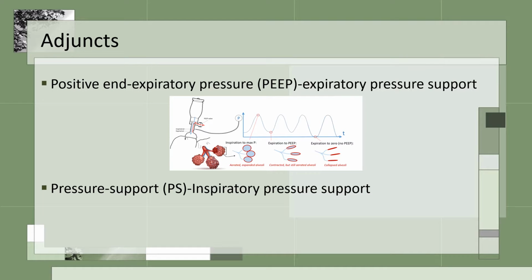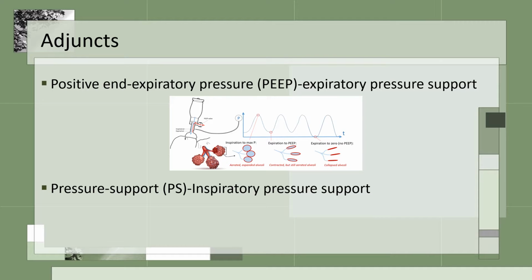So there are adjuncts that are used in conjunction with the modes. The positive end expiratory pressure, or PEEP, is expiratory pressure support. It adds airway pressure to keep the alveoli open. It is usually 5 centimeters of water. Complications can be hypotension and pneumothorax. And there's a picture of the inflation of the alveoli with PEEP and without PEEP.